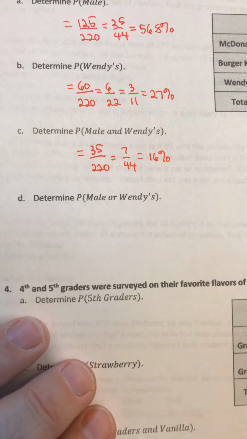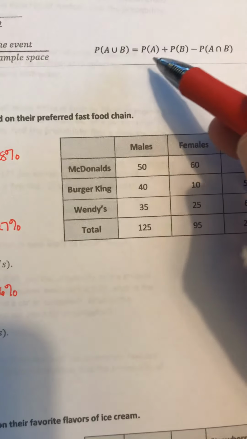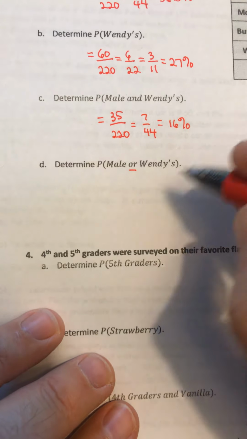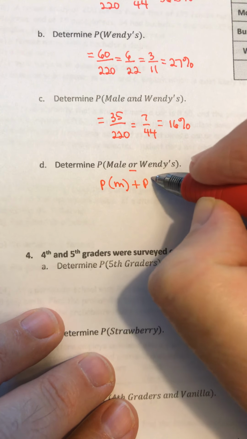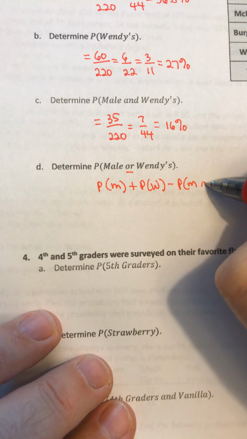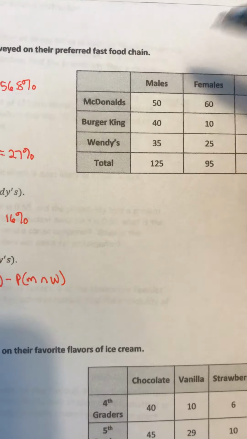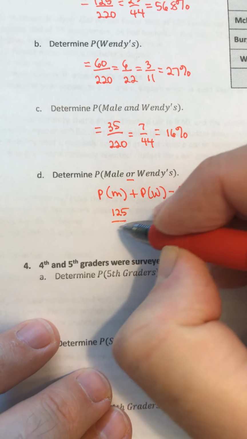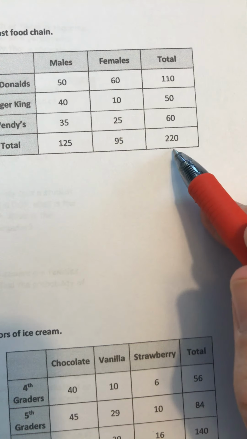Okay, so those are all probability problems. This one is also, but I see the word or. And right away when I see the word or, I think the addition rule. So what's the probability that it's a male or Wendy's? So this would be the probability of male plus the probability of Wendy's minus the probability of male intersect Wendy's. So the probability of a male, and I'm going to leave these as fractions, 125 over 220. You'll see why in a second. Probability that it's Wendy's, well, that is 60 out of 220.